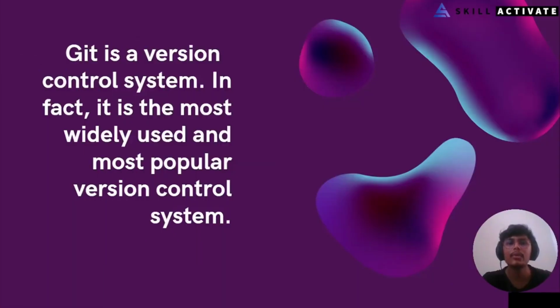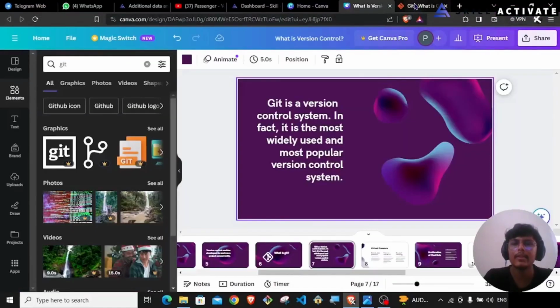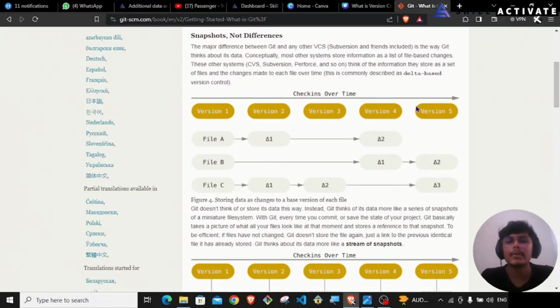Why is Git so popular? Git themselves explain this very well on their website. The difference between other version control systems and Git is in the way that they think of their information. It lies in the way that they store their data.